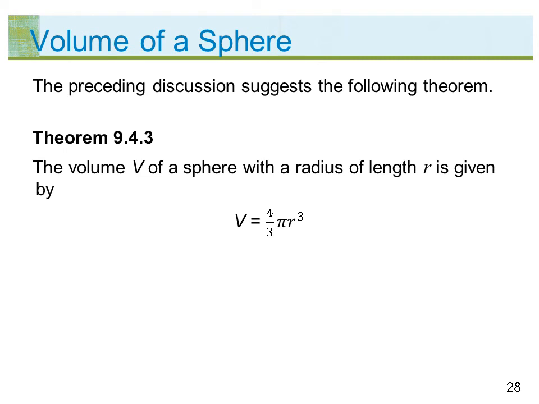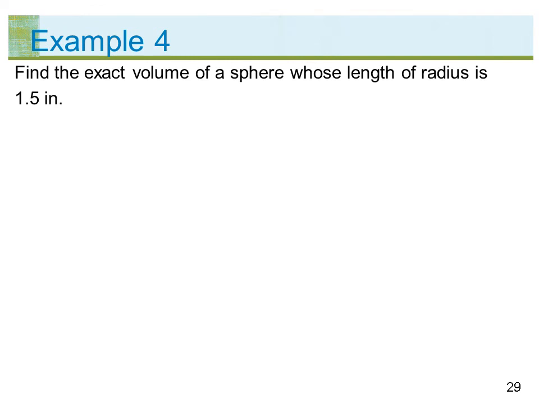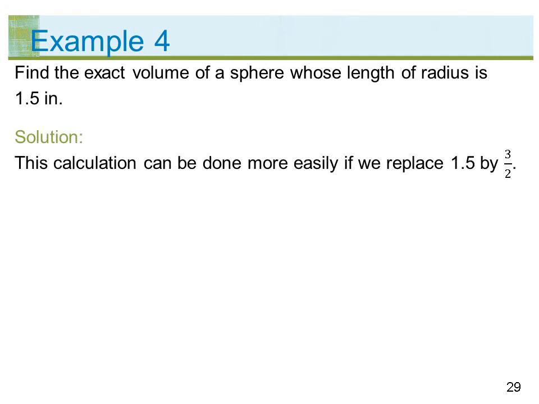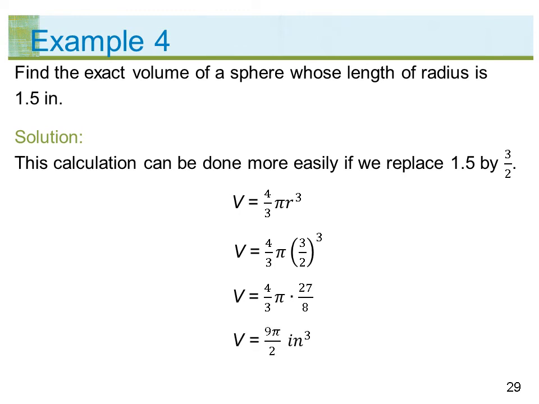Theorem 9.4.3. The volume, capital V, of a sphere with a radius of length r is given by capital V equals 4/3 pi r cubed. Find the exact volume of a sphere whose length of radius is 1.5 inches. Solution. This calculation can be done more easily if we replace 1.5 by 3/2. Volume equals 4/3 pi r cubed. Volume equals 4/3 pi times 3/2 cubed. Volume equals 4/3 pi times 27/8. Volume equals 9 pi over 2 inches cubed.